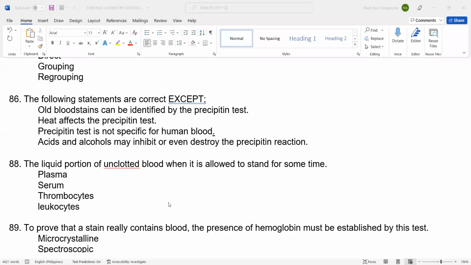Hello, ayun. Ayun, nabuhay na yung Meralco dito sa akin. Saan na ba tayo? Number, ito, 86.